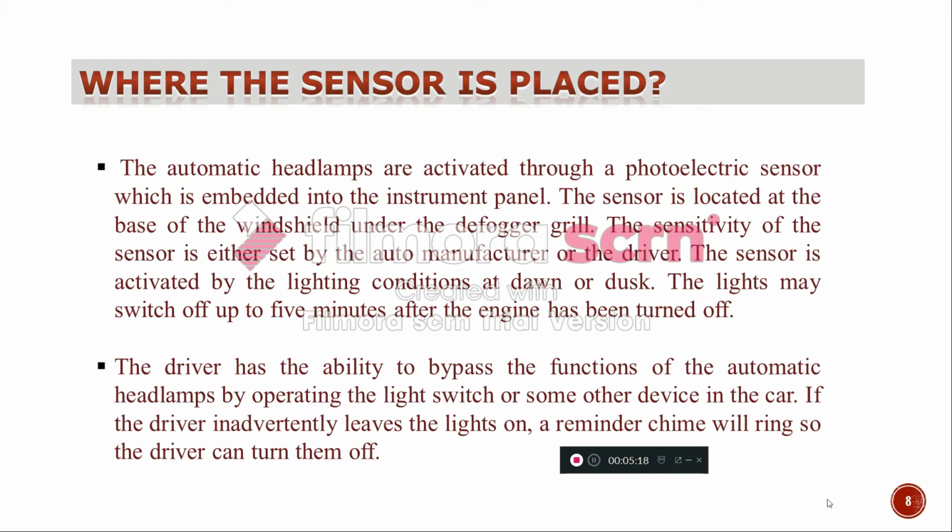The lights may switch off up to 5 minutes after the engine has been turned off. The driver has the ability to bypass the functions of the automatic headlamps by operating the light switch or some other devices in the car. If the driver inadvertently leaves the lights on, it reminds the driver to turn them off.